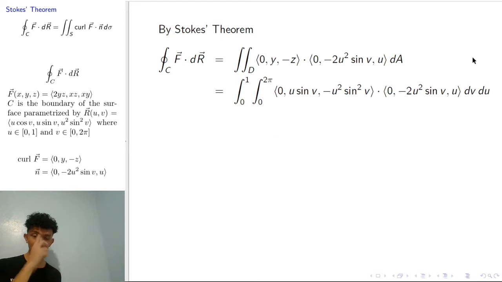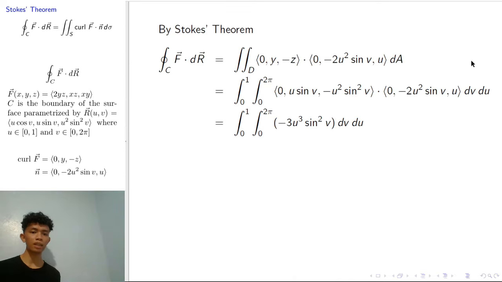So our integral is a dot product of these two vectors. If you take the dot product, the first component is just 0. The product of the second components is negative 2u cubed sine squared v. And for the product of the third components, you'll have negative u cubed sine squared v. Combining common terms, you just get negative 3u cubed sine squared v.